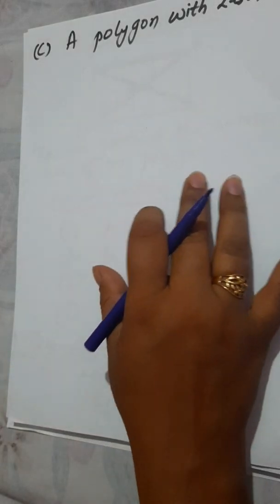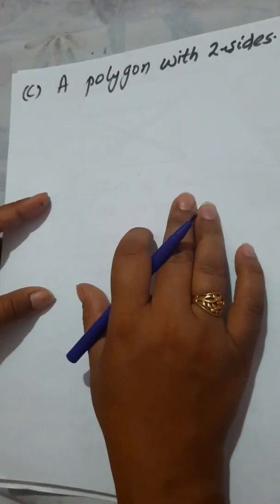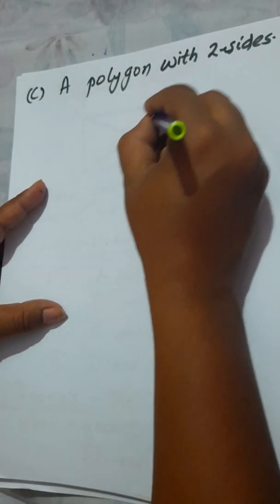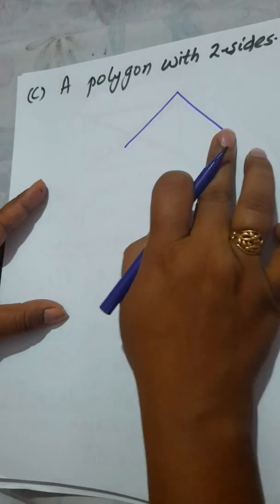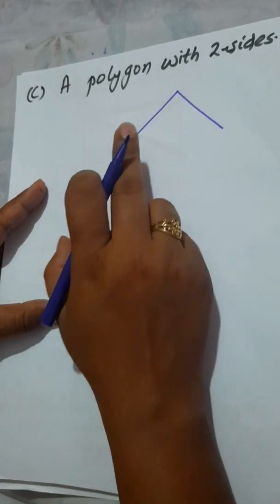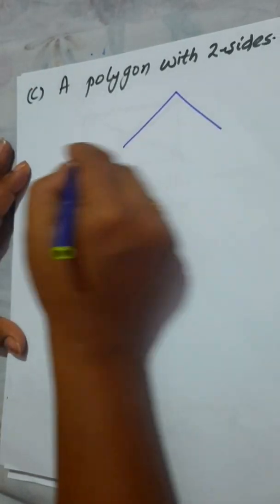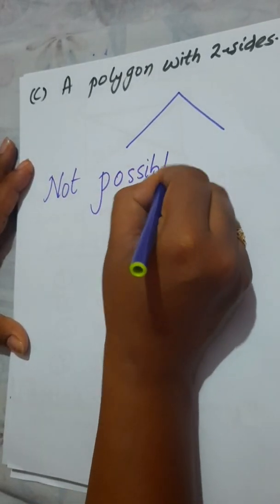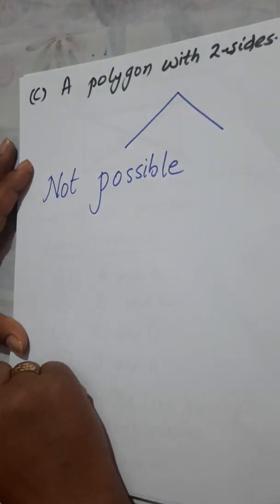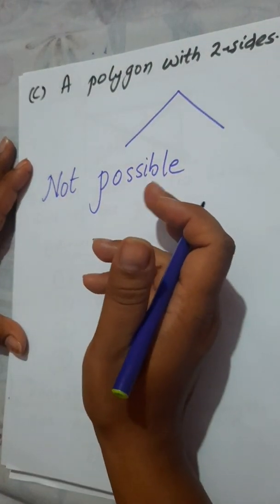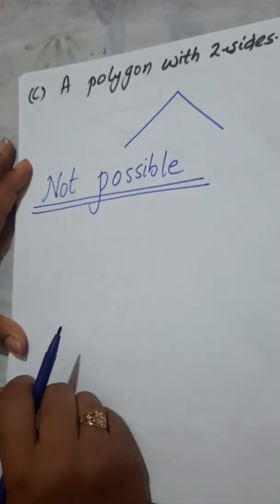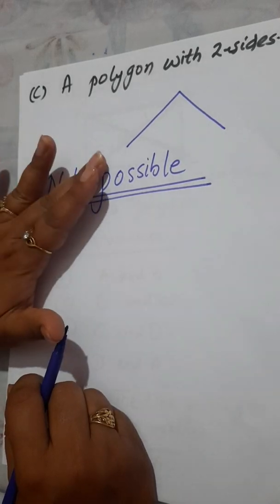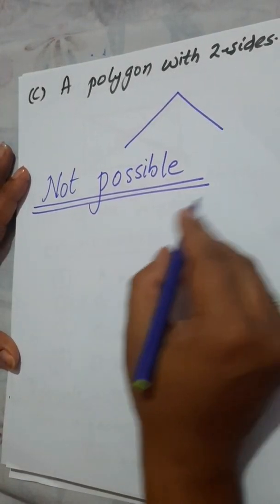Next we have C part, a polygon with 2 sides. A polygon with 2 sides, is it possible? No, because if you draw with 2 sides, it is not a polygon, it is an open curve, and we know that a polygon is a closed curve. So we will write not possible, because if you draw 2 sides, then it is not a polygon, it is just an open curve. So your answer is not possible, because a polygon is a simple closed curve, but this curve is not closed.